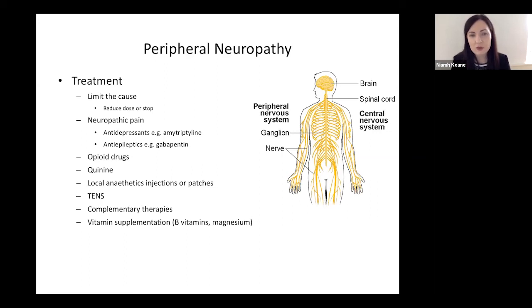Sometimes we will use local anesthetic injections or patches, and particularly for pain related to having had a previous episode of shingles, this can be quite effective. Complementary therapies may have a role and prove effective for some patients, for example, acupuncture or reflexology, and vitamin supplementation, for example, with the B vitamins or magnesium, is felt to help in some cases too.